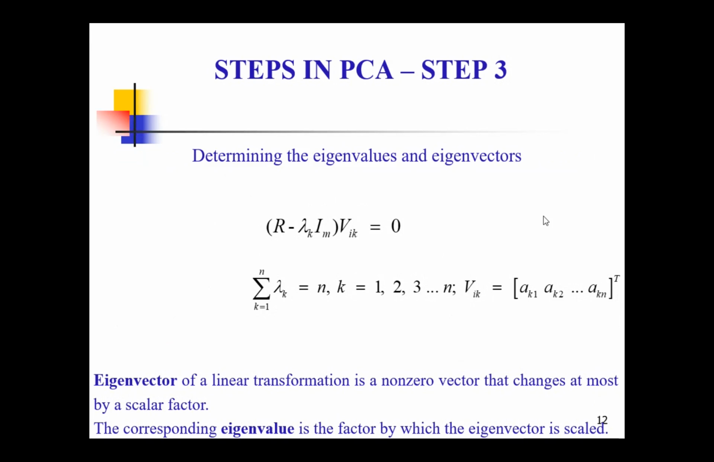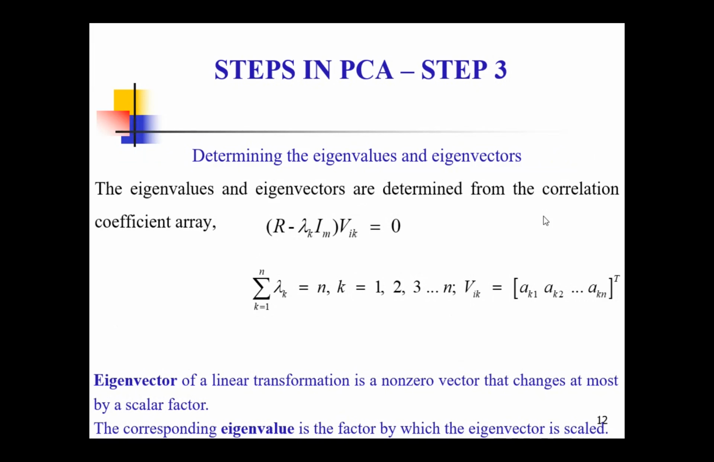The third step is determination of eigenvalues and eigenvectors. The eigenvalues and eigenvectors are determined from the correlation coefficient array that we have seen previously. So from there only we are going to determine the eigenvectors. The eigenvector of a linear transformation is a non-zero vector. The values that correspond to this eigenvector are known as eigenvalues. So from the correlation coefficient array, we are going to determine these eigenvalues and eigenvectors.